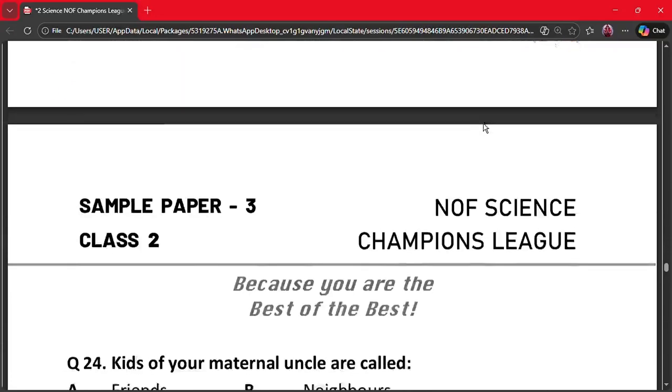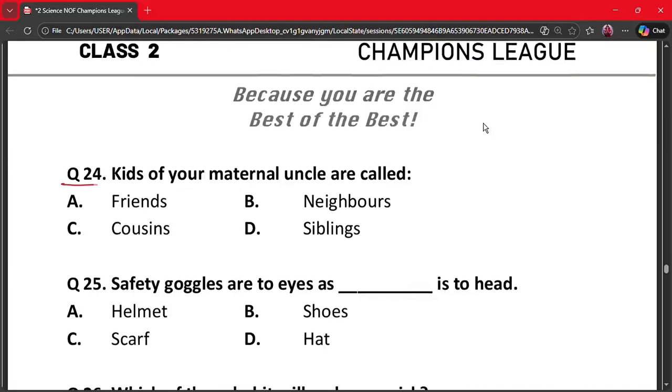The next question is question number 24. Kids of your maternal uncle are A. Friends, B. Neighbors, C. Cousins, and D. Siblings. The correct answer is option C. Children of your uncle or aunt are called cousins. They are part of your extended family. So the correct answer is option C.